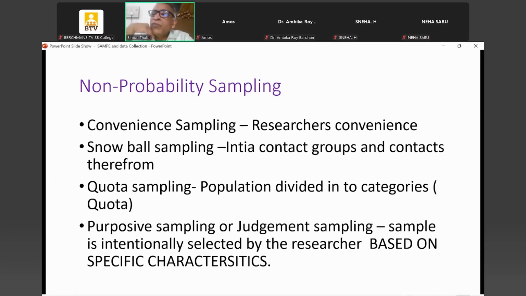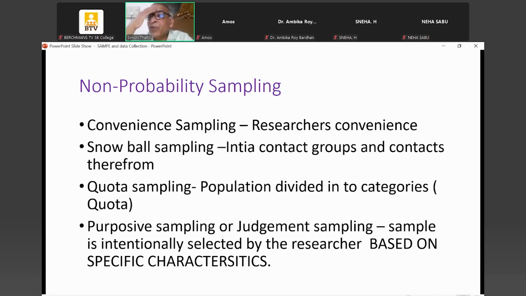I want a sample of 100 students. I take whichever 100 students first come to me, or whoever is convenient for me, or whoever is staying near me. I want 500 customers. I go and try to catch hold of any number of customers whom I get at my convenience. That is convenience sampling. So it's the least scientific.